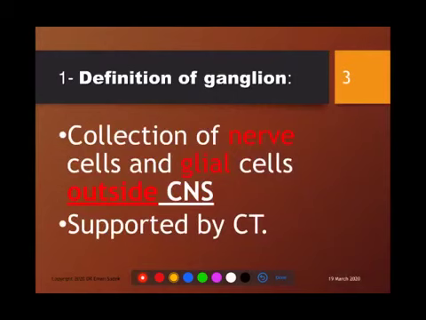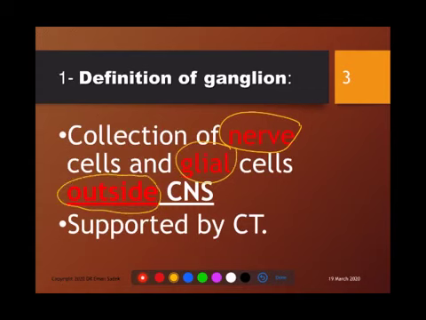First of all, what is a ganglion? A ganglion is a collection of two things outside the CNS. What are these two things? The two components of the nervous tissue, which are the nerve cell and the glial cell, but they should be outside the CNS. So these three words should be highlighted in your book. Second feature of a ganglion, it is supported by connective tissue. So it is a collection of nerve cells and glial cells outside the CNS supported by connective tissue.